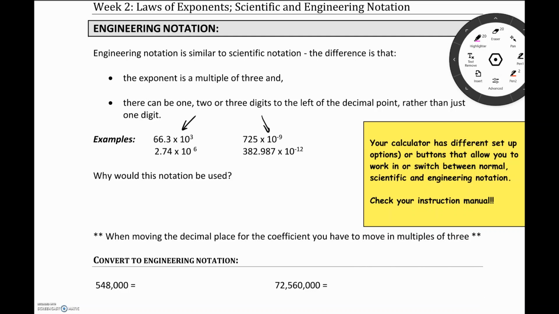So these numbers here are all in engineering notation. Let's check the conditions. There are 2 digits here, there is 1 here, there is 3 there, and there's 3 there. So that's good. That's one of the rules. You could have 1, 2, or 3 digits to the left of the decimal point. The second one is that the exponent of 10 has to be a multiple of 3. Well, this is 3, which is 3 times 1. That's 6, which is 3 times 2. That's negative 9, which is 3 times negative 3. And negative 12, which is negative 4 times 3. In fact, I should have said negative 3 times 3. Maybe that's what I said.